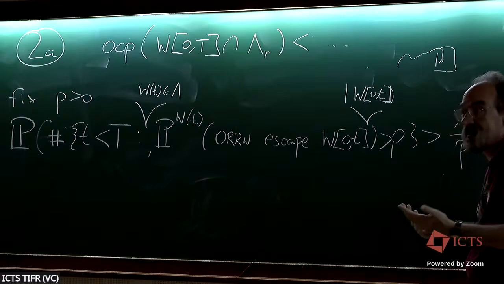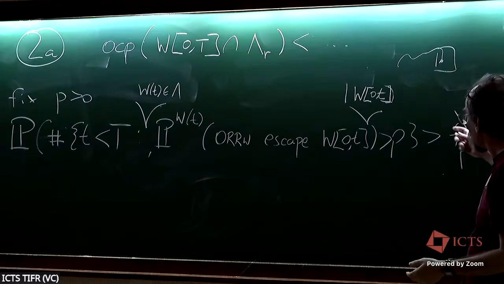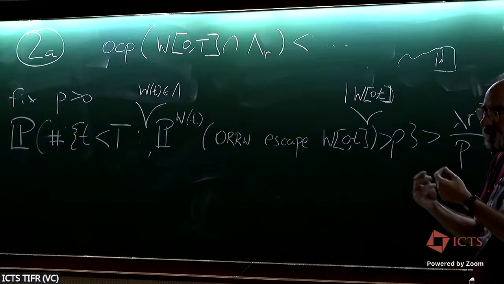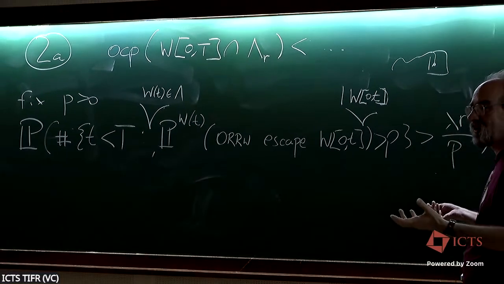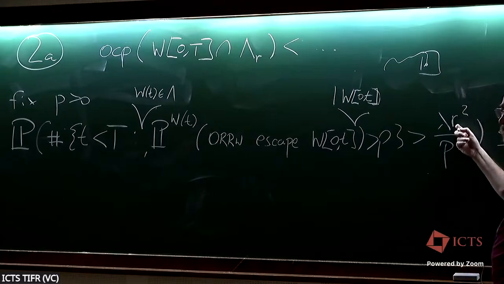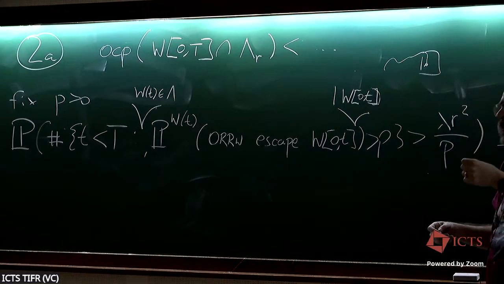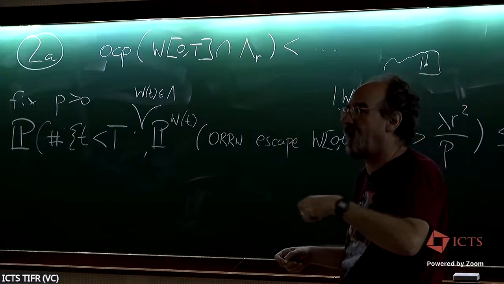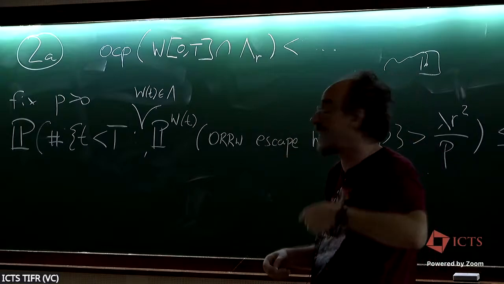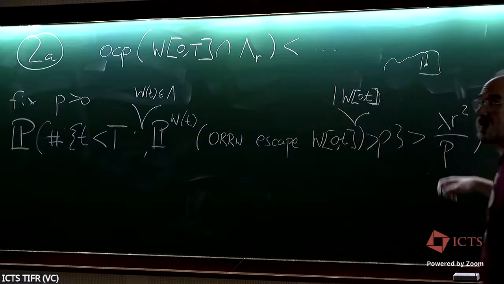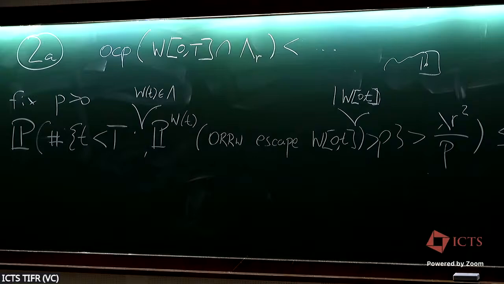So this is just this kind of argument. And the R square here is because you only know if you escaped or not after more or less R square times, and of course, if you escape, then you are not coming back. So you only really have independent trials after R square times. That's why there is an R square. So this is essentially the proof of 2A. There will be a few more lines, but that's the argument.